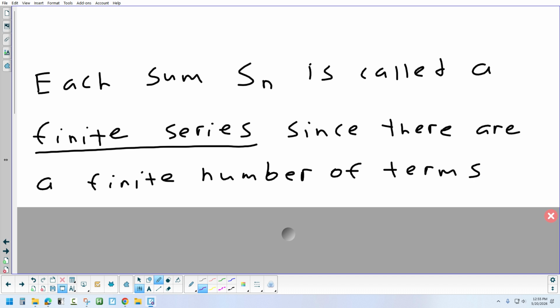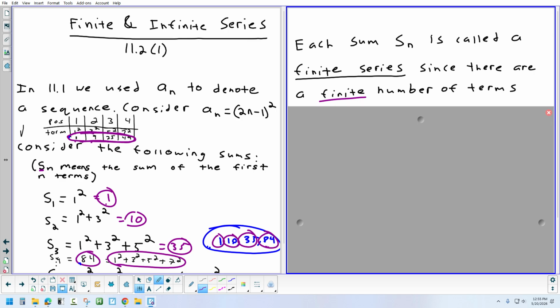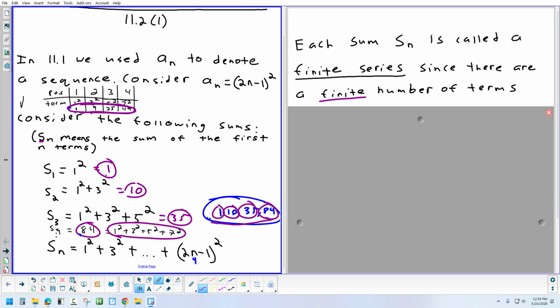Okay, so again, the idea of finite means that it ends. Right? Let's back up. Each one of these terms was created by adding up a specific amount of items. 1 item, 2 items, 3 items, and 4 items. If we wanted to know what the items were that we added to get these numbers, well, then you'd have to look back at your original formula that gave you what we had circled in purple right here.